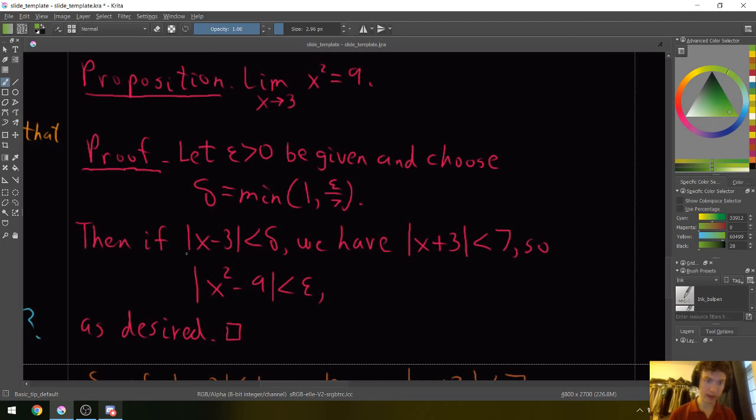Why? Because then if x is within distance delta of 3, we know the absolute value of x plus 3 is less than 7. It's just by algebra. And that means that the quantity absolute value of x squared minus 9, which is the product of these two, has to be bounded above by 7 times epsilon over 7, which is just epsilon. And this is what you need to prove. You show the output minus the target value is less than epsilon. Okay.